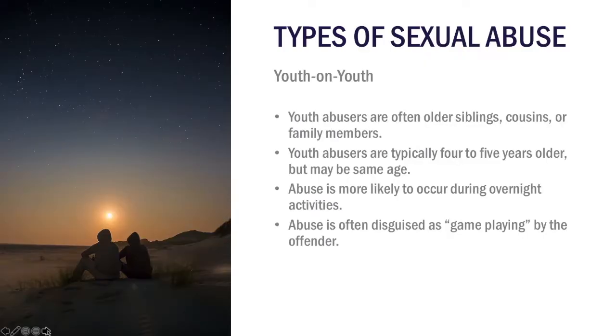A growing form of sexual abuse of children is abuse committed by other youth. Youth sexual abusers are usually older siblings, relatives such as older cousins, or family friends. Youth abusers are typically 4 to 5 years older, but may be the same age as the victim. Youth on youth abuse is more likely to occur during overnight activities such as sleepovers and campouts, especially where there is little or no adult supervision.